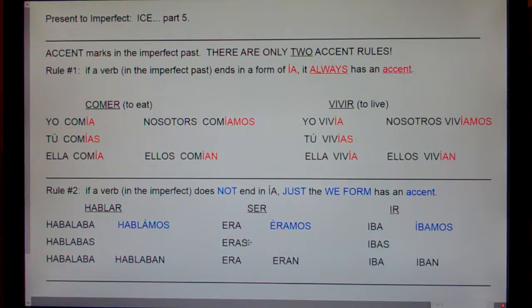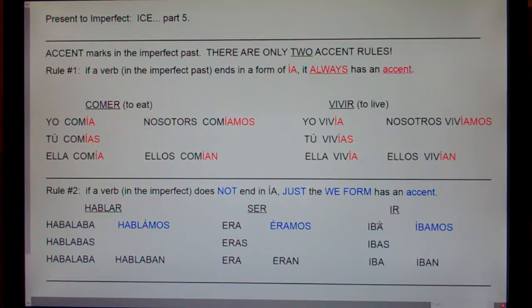These do not end in ía, so the only form that takes an accent is the we form. Because again, if a verb in the imperfect past does not end in ía, just the we form has an accent. Now, let's look at the verb ir, to go, which is also irregular in the imperfect. The 2 irregular imperfects that are common, ser turns into era, ir turns into iba. So it's iba, ibas, iba, íbamos, iban.